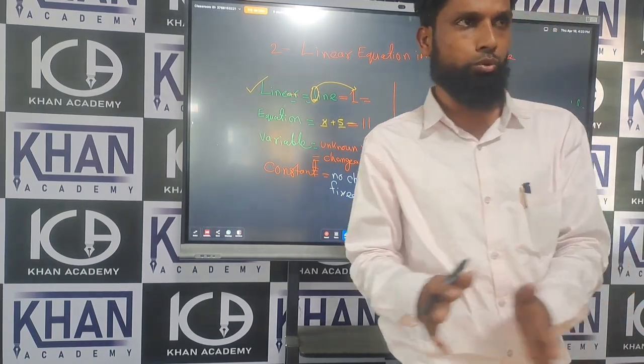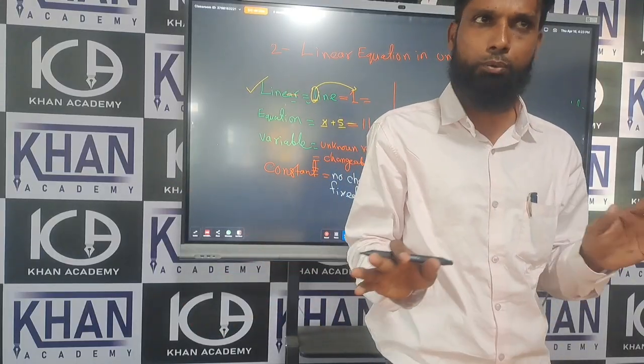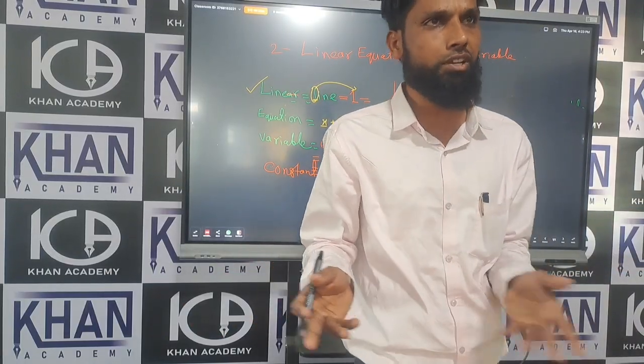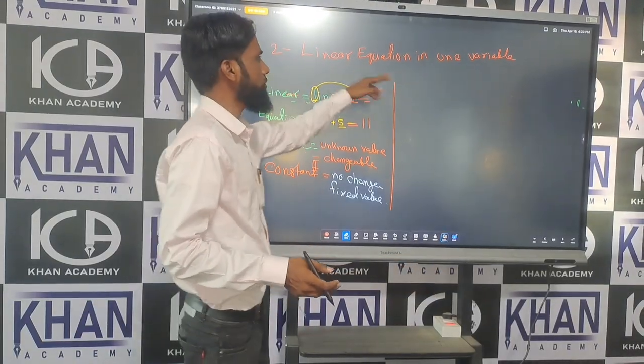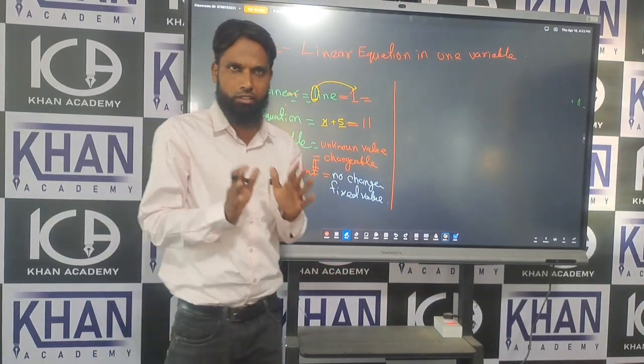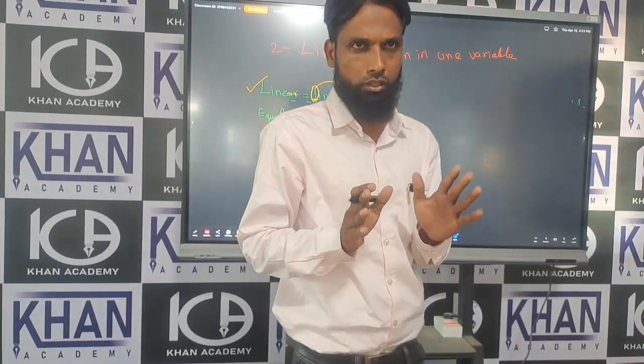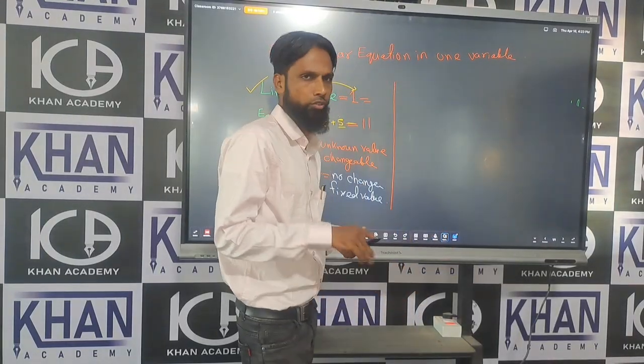Is it possible that the temperature stays 40 degrees for two days? Not possible. It could be 40.1 degrees Celsius, like this. So this is regarding linear equation in one variable. Did you understand the chapter title? Okay.